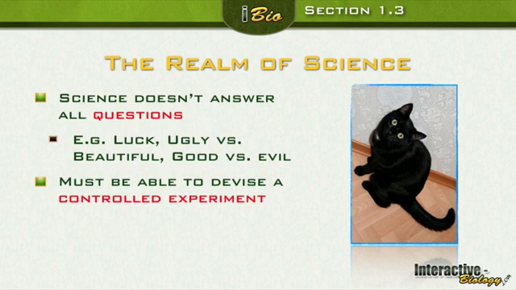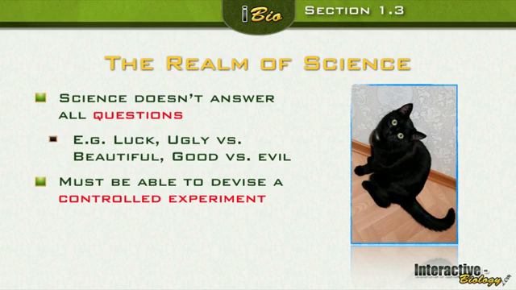All right, so you must be able to devise a controlled experiment. Let's see if you remember the two groups that you have in a controlled experiment. What's the first group? Control group. That's the easiest one to remember. And I guarantee you this question is going to be on the test. Well, I almost guarantee you it's going to be on the test.